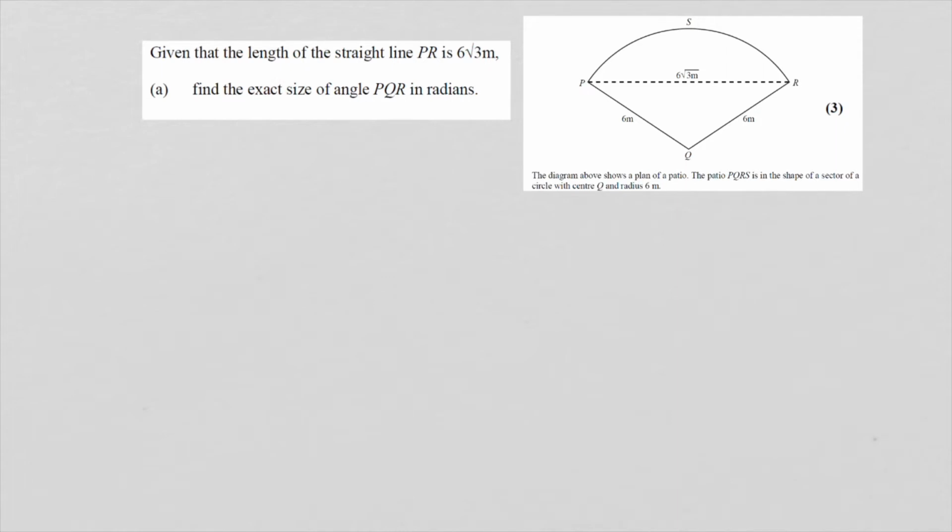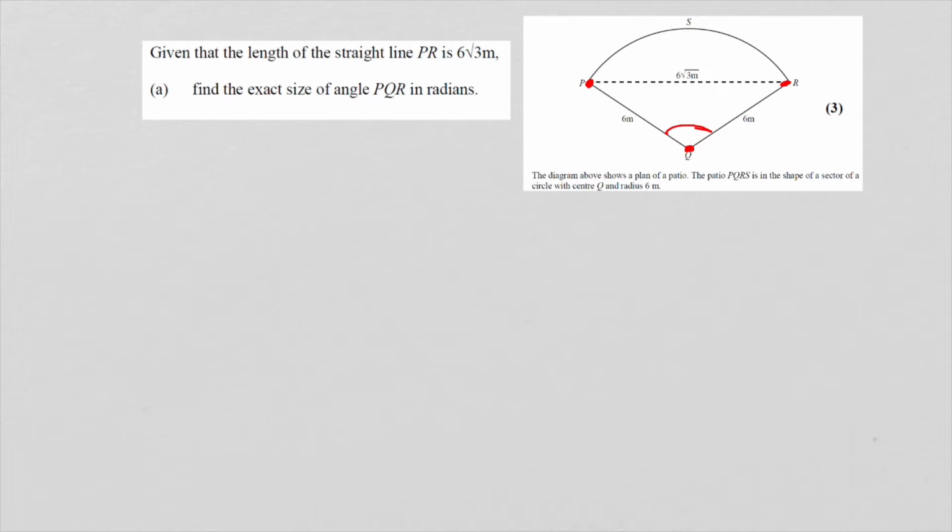So the answer is either going to be in pi or in root. The angle we're looking for is angle PQR. We need 3 points to find an angle. To find that angle, we've got 3 sides, but we haven't got the angle. So the best way to find that is to use the cosine rule.